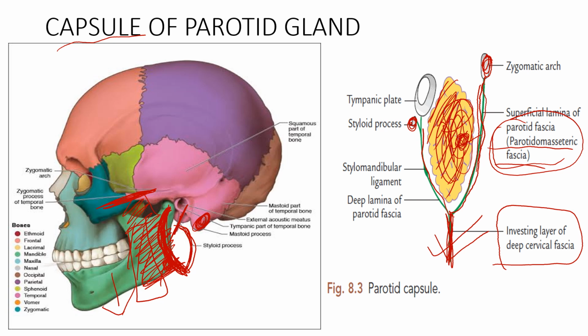This is the answer for the third question, the anatomical basis for severe pain. Your answer for this question will be the superficial lamina, that is the parotidomasseteric fascia. It is extremely tough and unyielding. That is why you have severe pain when the parotid gland swells or enlarges.